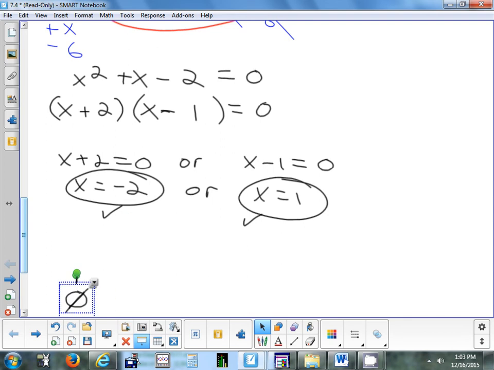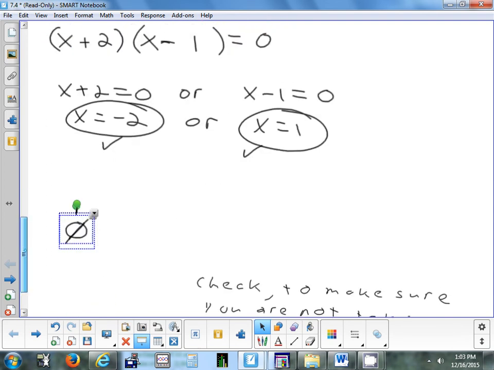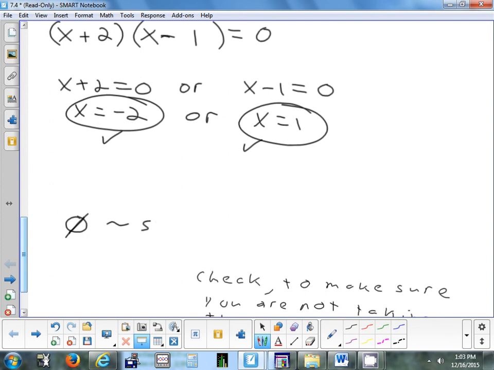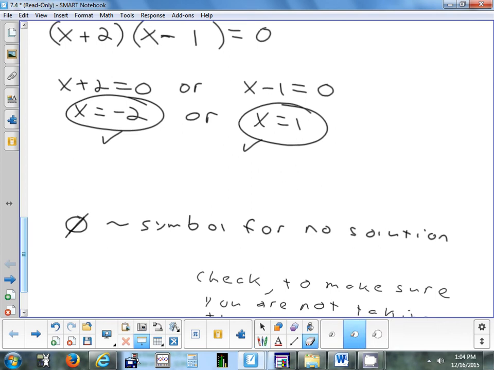I don't want to use that on this one because we had a solution. But I'll just write this down. Symbol for no solution. Anybody know what that is? It's a letter from the Norwegian alphabet. Why they picked that symbol, I don't know. Why did they use this to represent 3.14? I don't know. They just did. All right, so if you get a problem you can't solve, no solution.